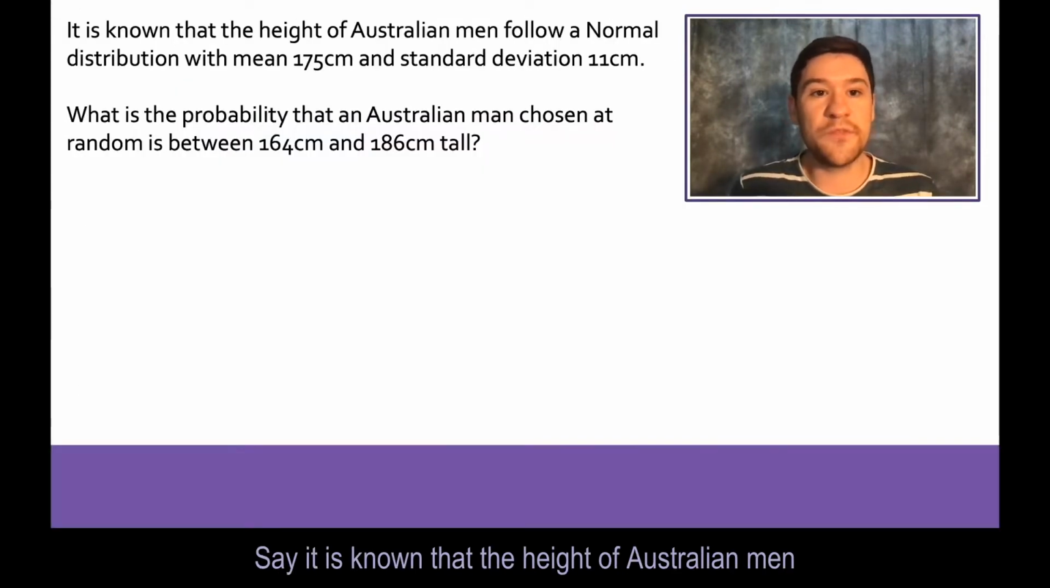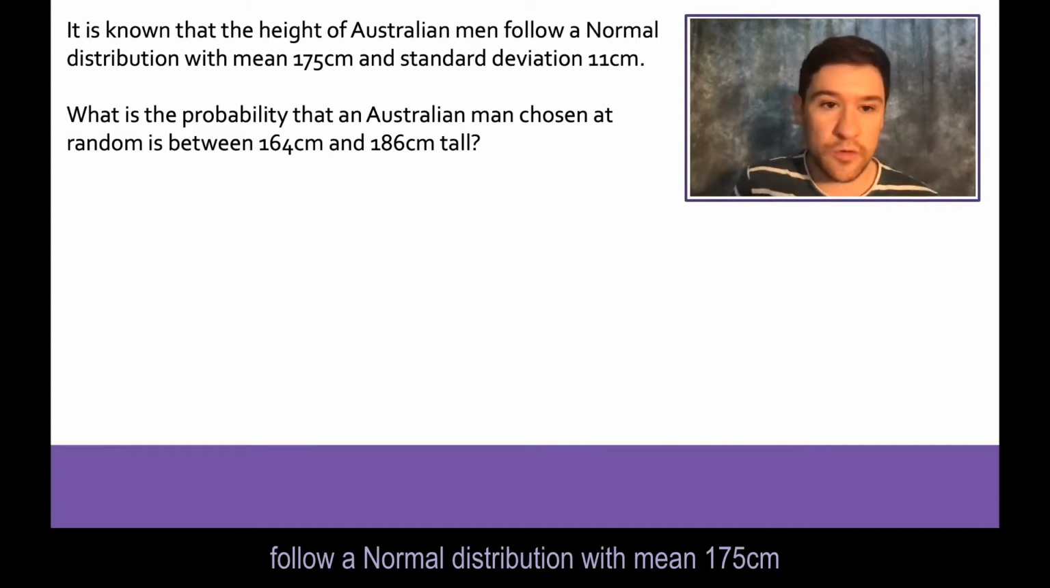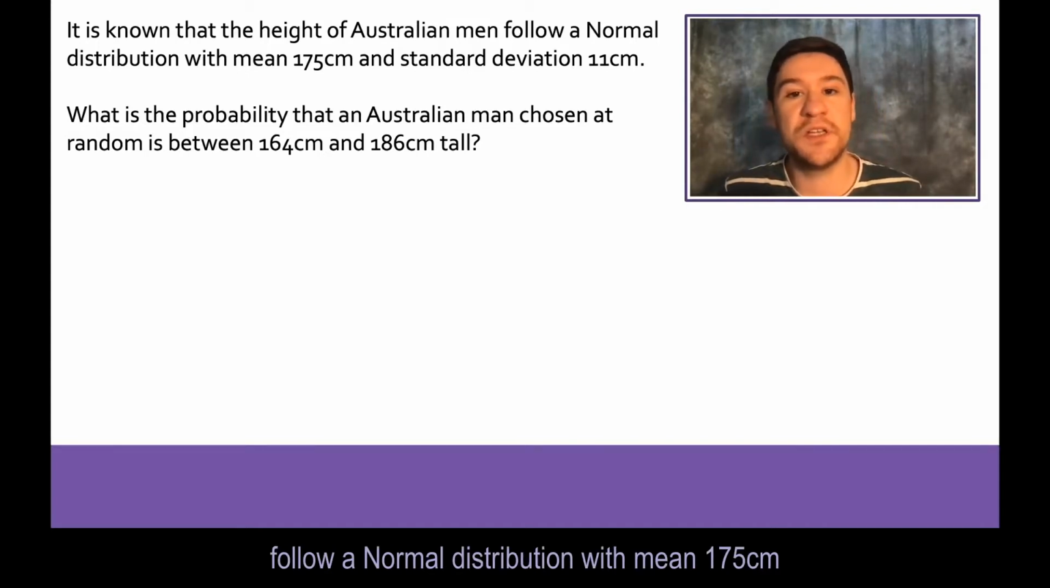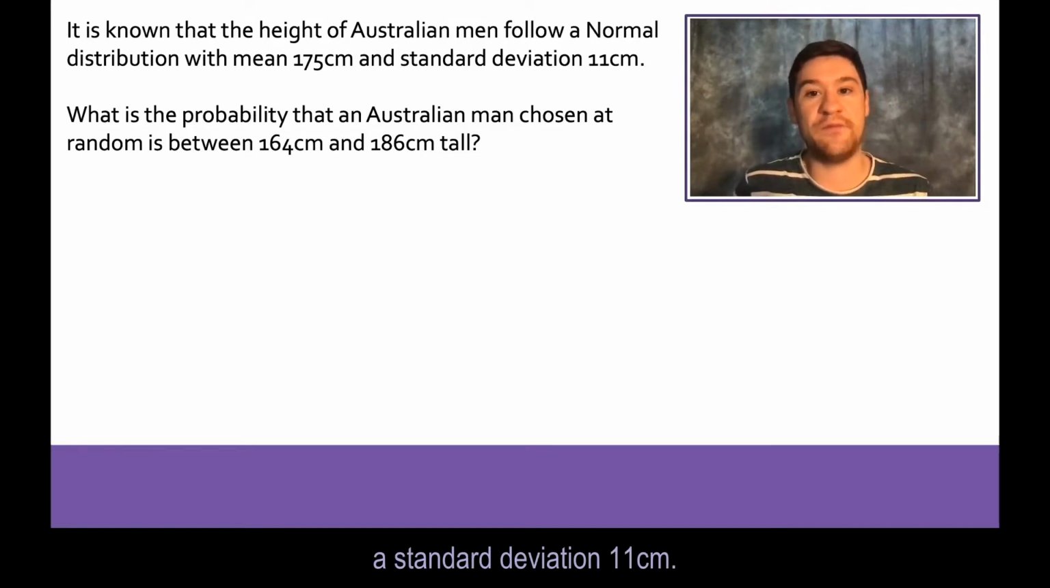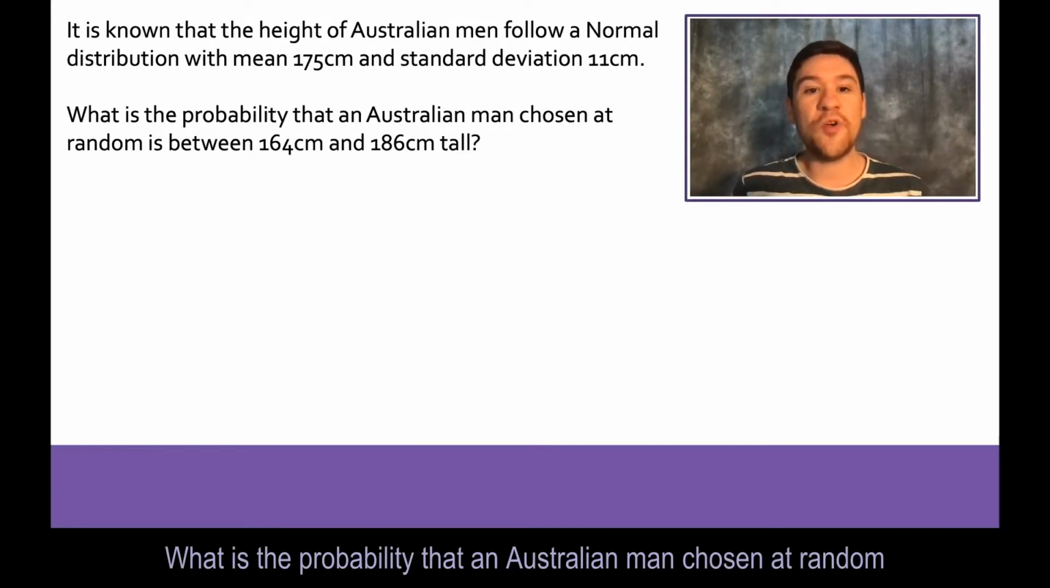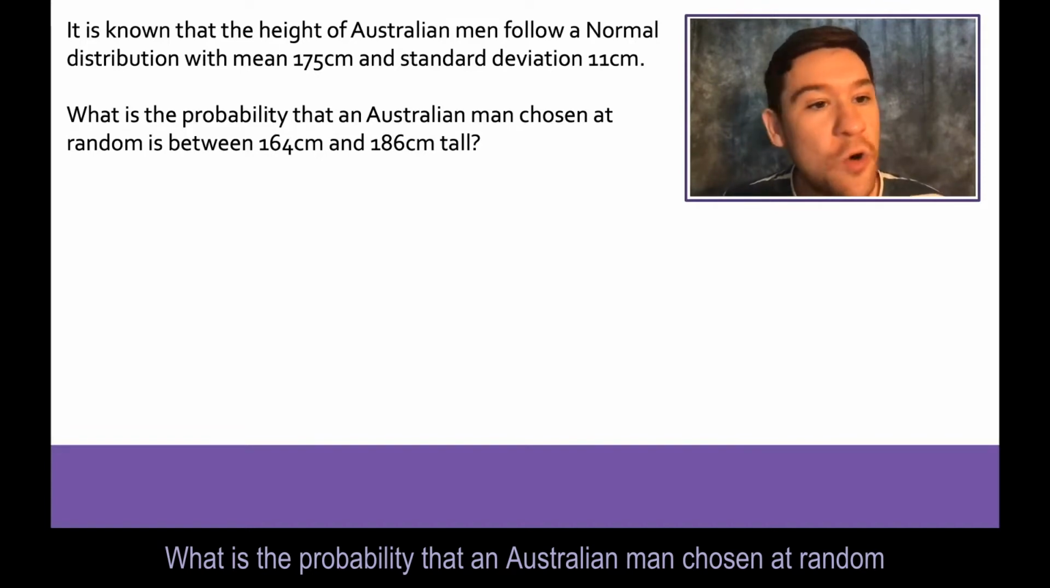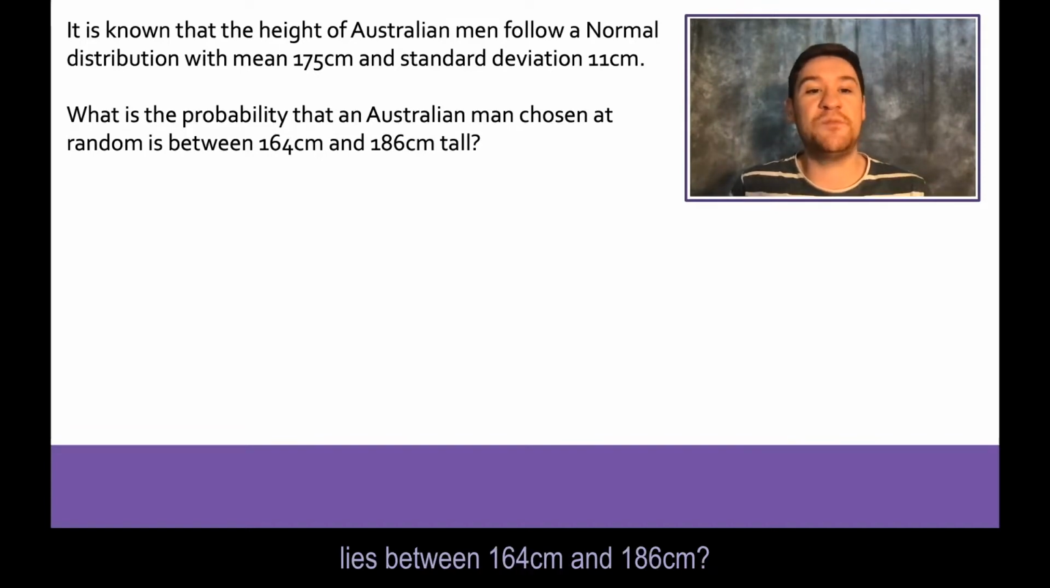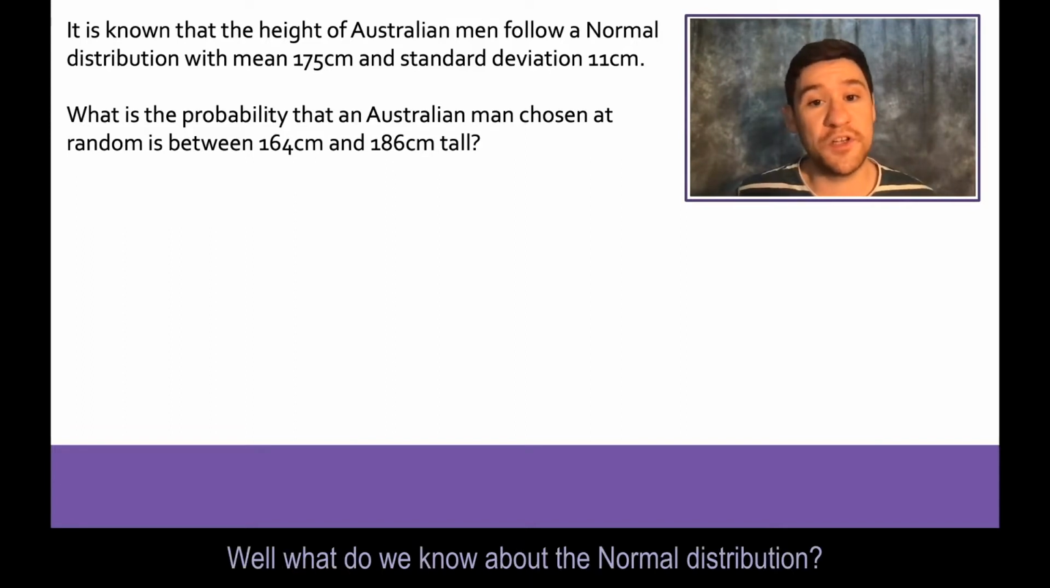Say it is known that the height of Australian men follows a normal distribution with mean 175 centimetres and standard deviation 11 centimetres. What is the probability that an Australian man chosen at random lies between 164 centimetres and 186 centimetres? Well, what do we know about the normal distribution?